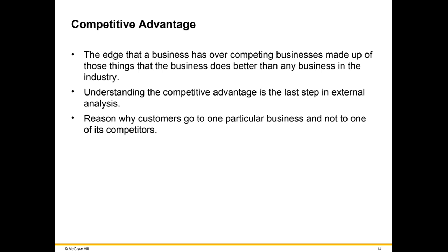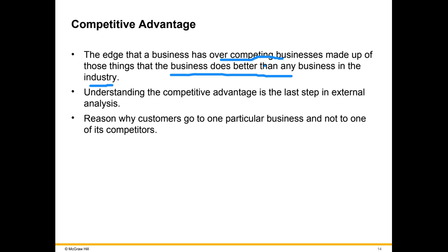What is a competitive advantage? It is the edge that a business has over its competing businesses, made up of those things that the business does better than any business in the industry. All businesses try to work on the skills, capabilities, operations, or any distinctive advantage they have over their competitors, and they try to sustain it so that competitors cannot copy it. So you need to work on your competitive skills and on the things that you are doing better than your competitor.